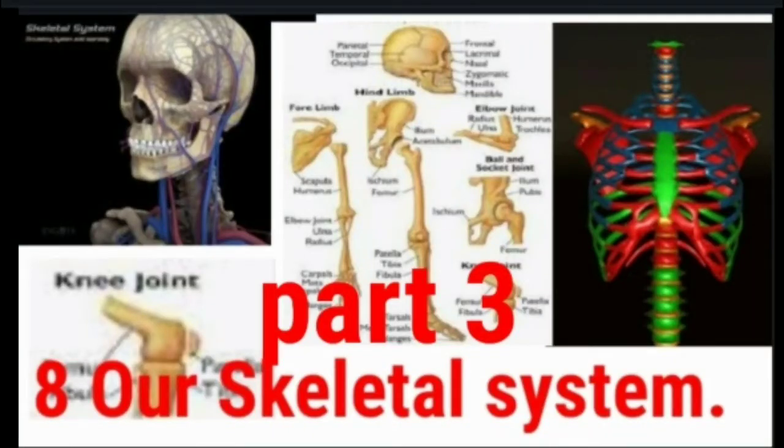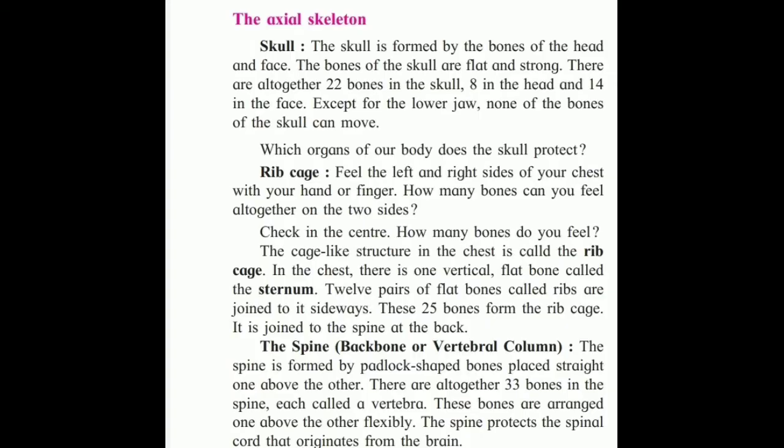Today we'll start learning information of axial skeleton and then appendicular skeleton along with joints. So the axial skeleton consists of the skull, the spine and the rib cage. These are situated symmetrically along the central vertical axis of the body. So the skull, then rib cage and spine, they form axial skeleton.